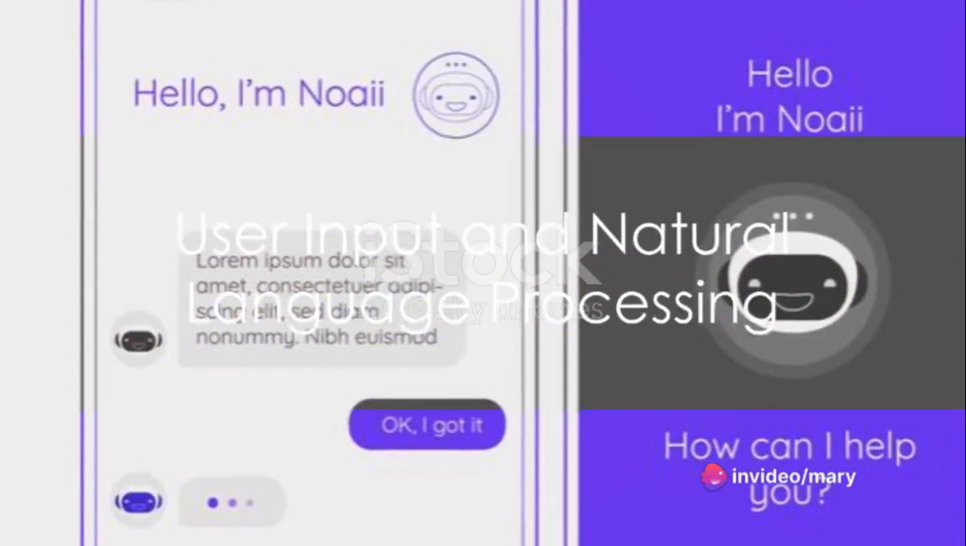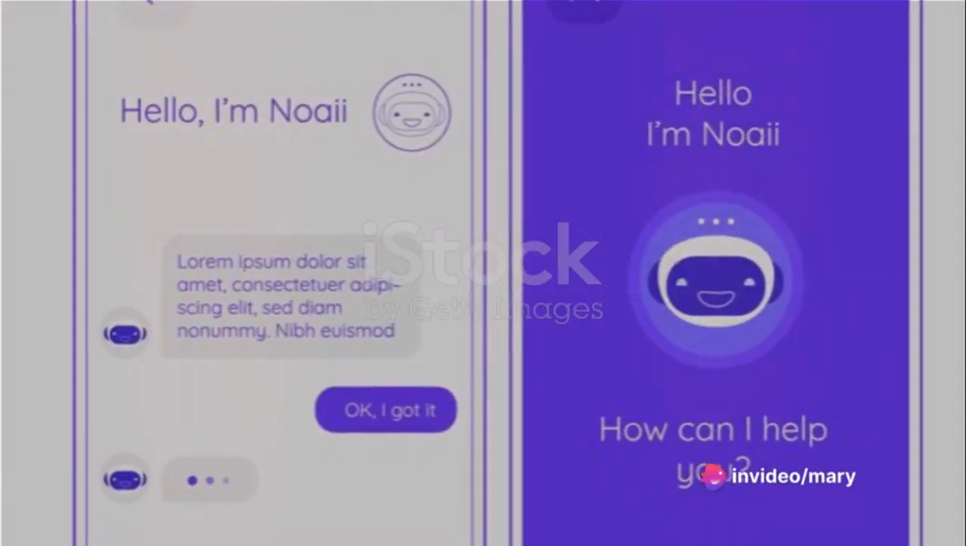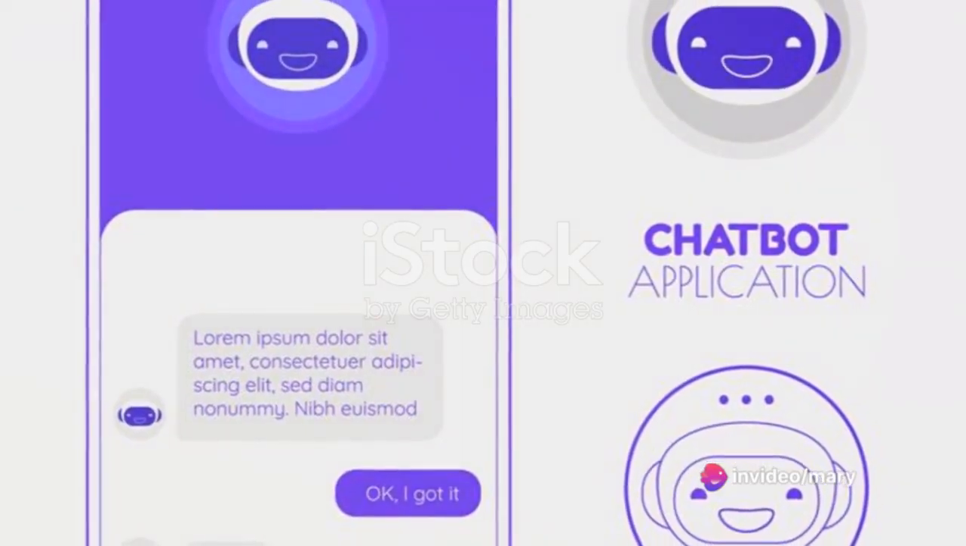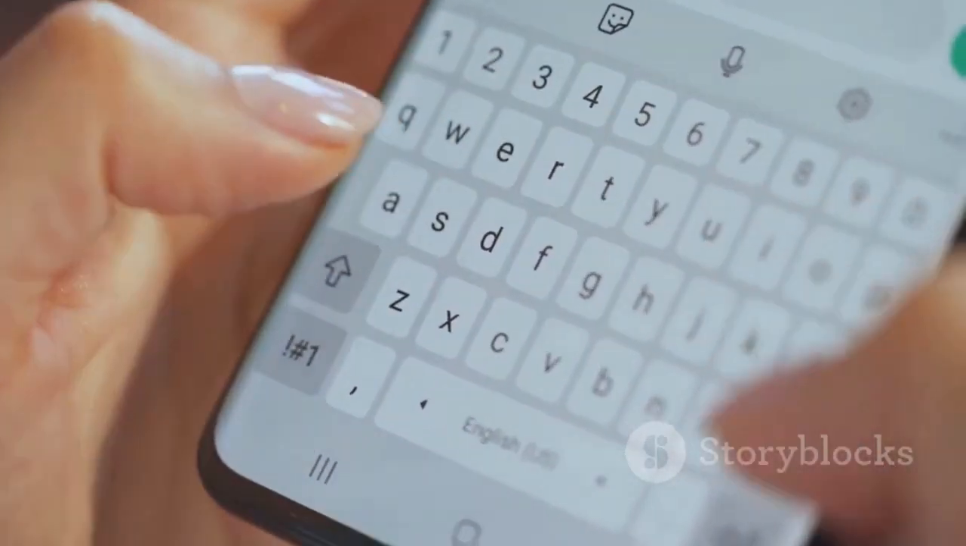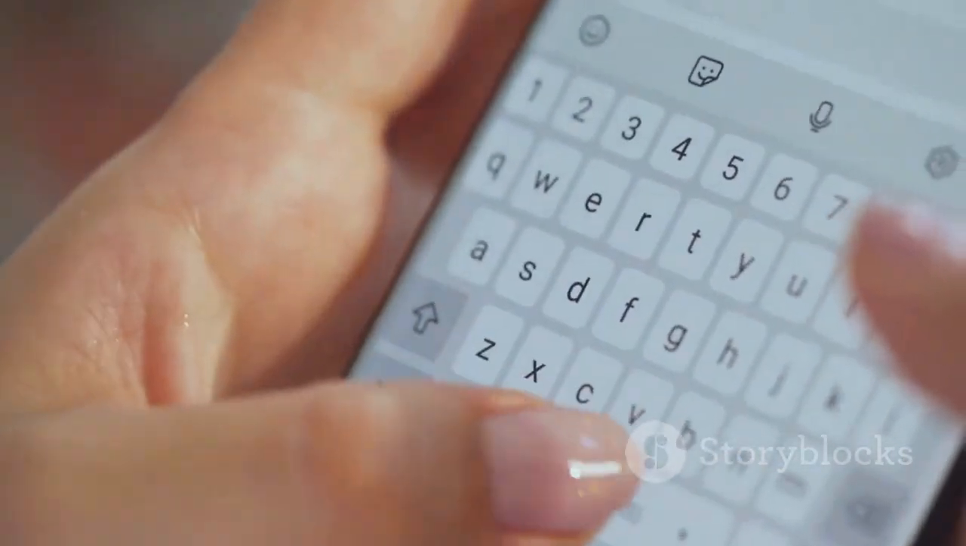The process begins with a user's input. This could be a text message, a voice command, or even an image, depending on the chatbot's capabilities. It's the starting point for any interaction, the user reaching out to the chatbot with a question or a command.